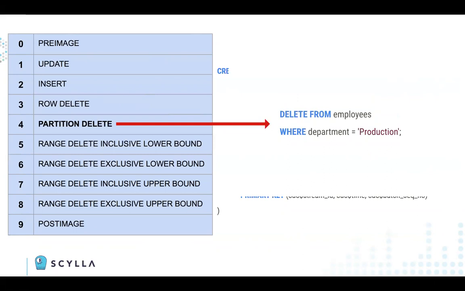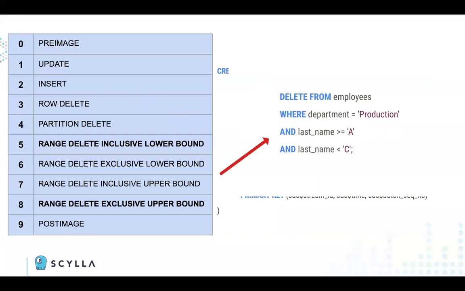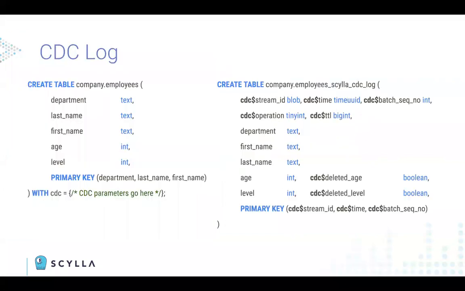And then there's a set of range delete bounds. Those can be created if we do a delete with some range in the where clause. They can be exclusive or inclusive, so that we've got 4 different types for the beginning and end of the range. As you can see, all the special columns in the CDC log have names starting with the cdc$ prefix.